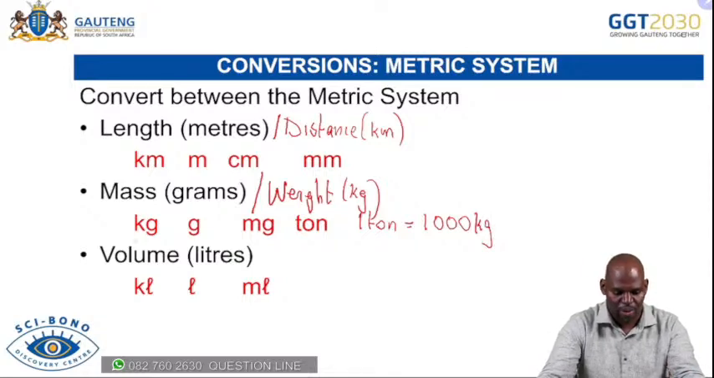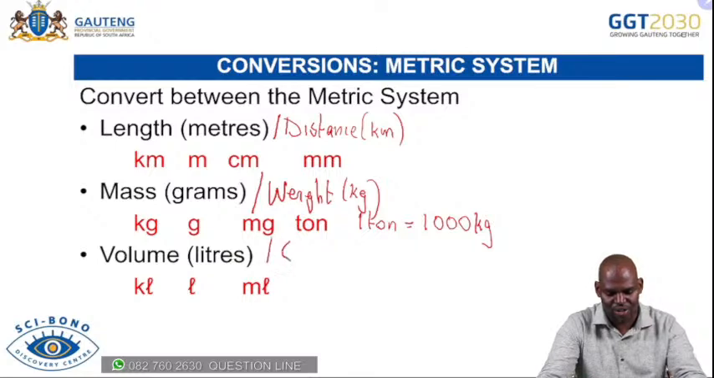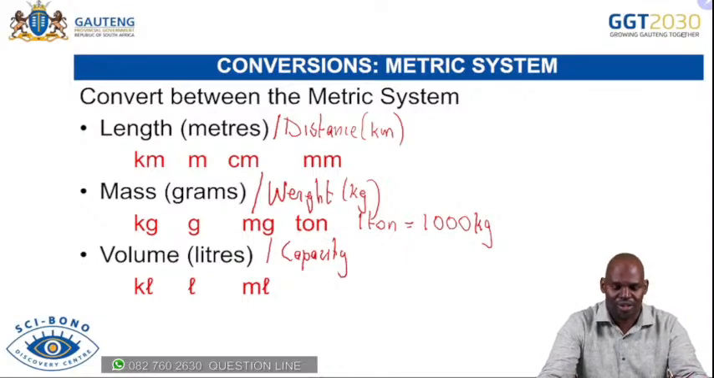So you must be able to convert between kilogram, gram, milligram, and a ton. Then we know that 1 ton is equal to 1,000 kilograms. Okay, then this one we say volume, or capacity. Now, volume is measured in cubic units, and capacity is the one that is measured in liters.